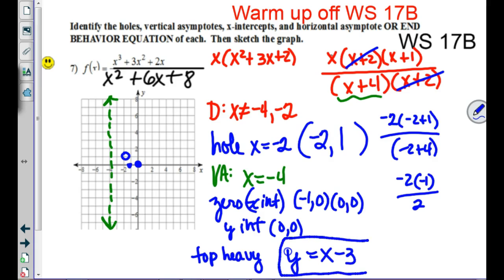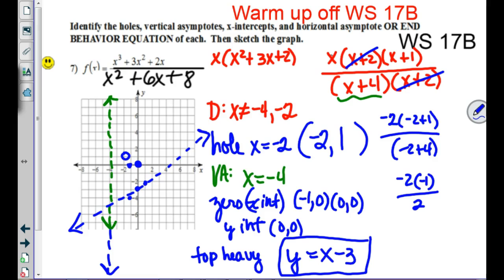It is an oblique asymptote, meaning it's at a slant. Negative 3 is down here, okay? And it's going up 1 and over 1. So we have this, roughly. Now, there needs to be something on either side of the vertical asymptote, right?